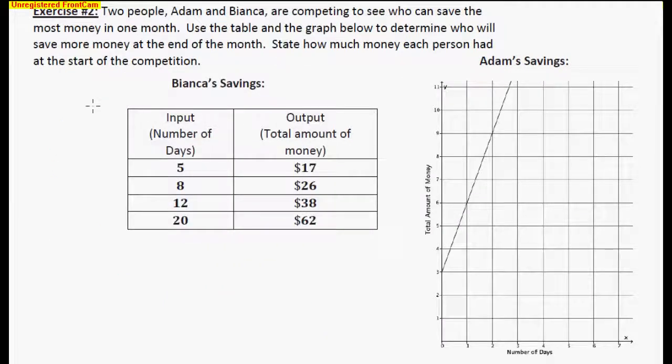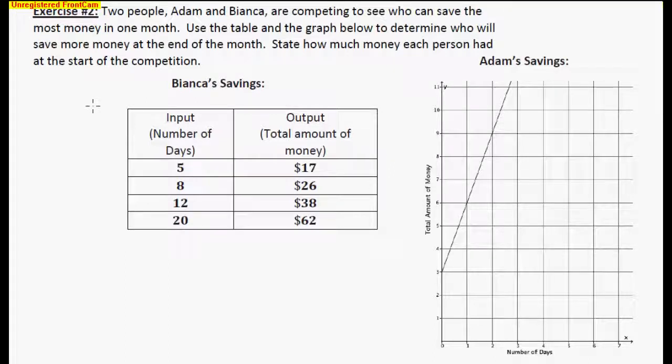Okay, here is exercise 2. This one's a little different. It doesn't ask quite as much, but there is a little work to do in here. It says 2 people, Adam and Bianca, are competing to see who can save the most money in 1 month. Now, it doesn't tell you this in the problem, but what we're going to find out is that they are each saving the same amount over the course of each day.